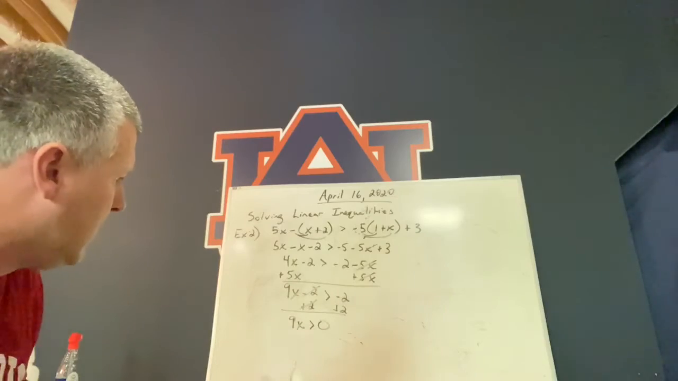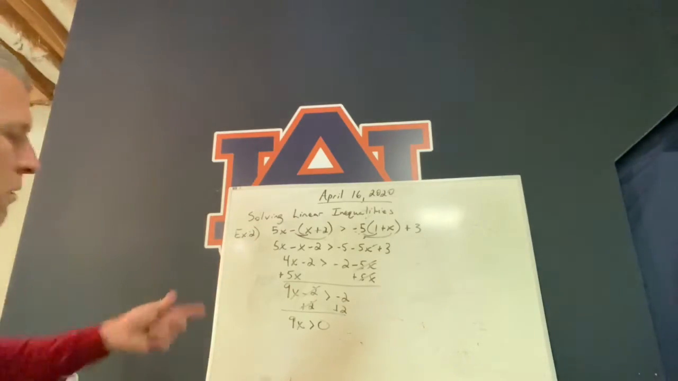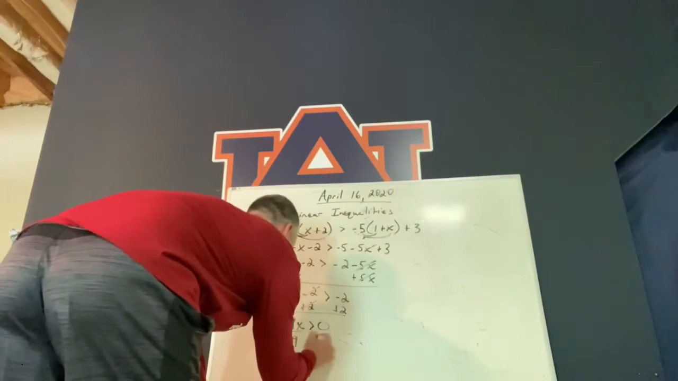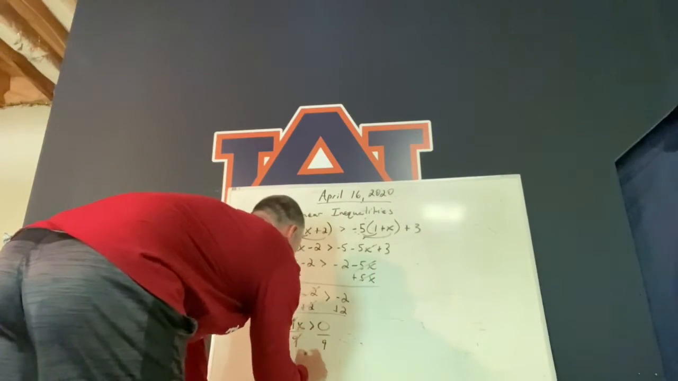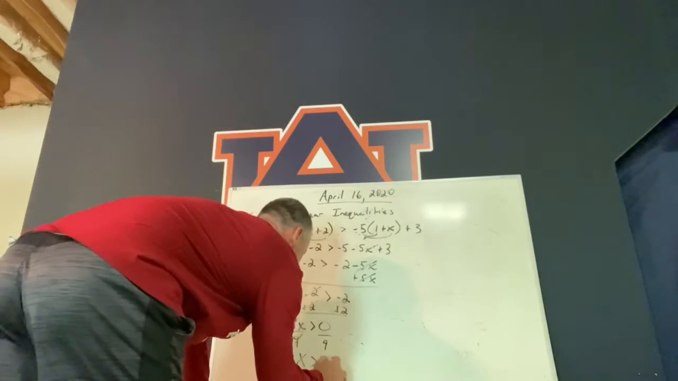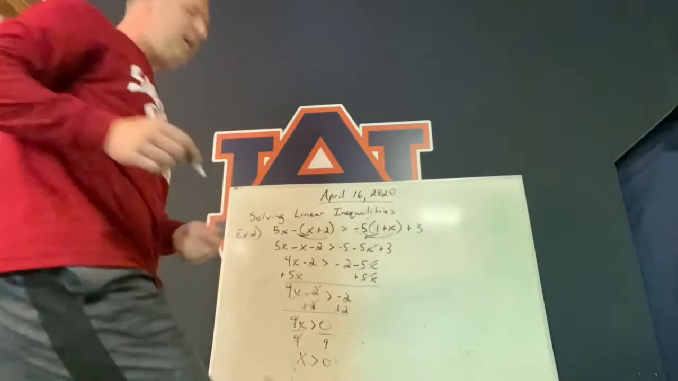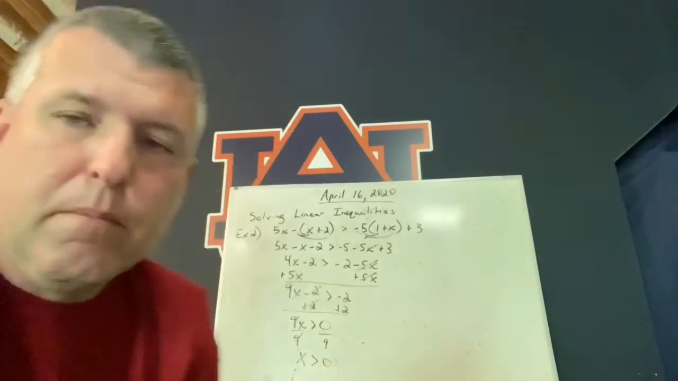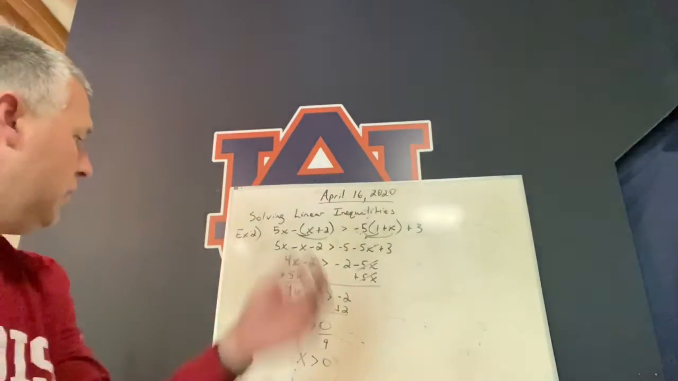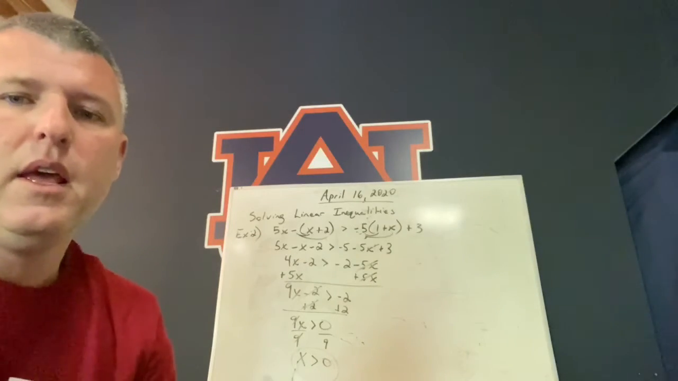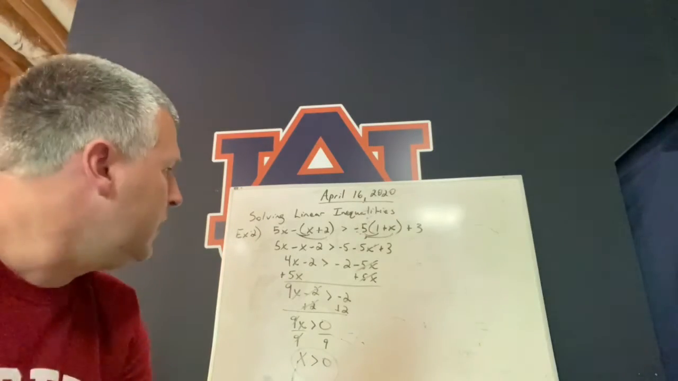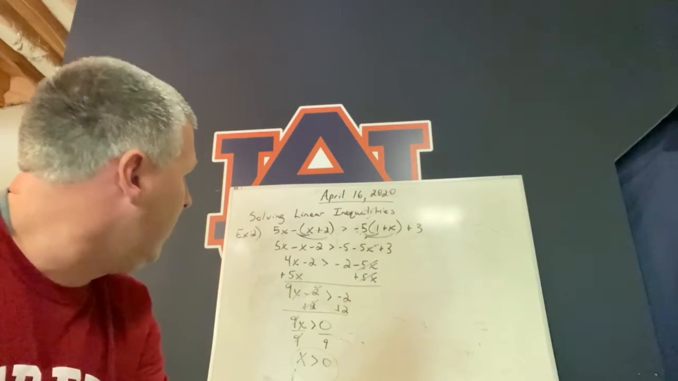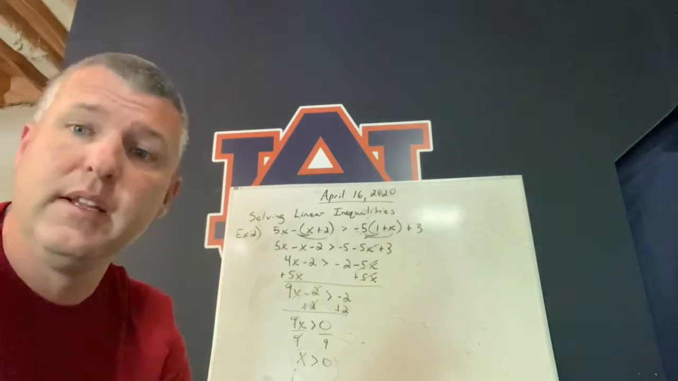is a number. So, now what we're going to do is divide both sides by 9. Okay? And when we do that, we get x is greater than 0. 0 divided by any number other than 0 is just 0. Okay? So our answer is x is greater than 0. All right? So that's an example of solving linear inequalities, okay?